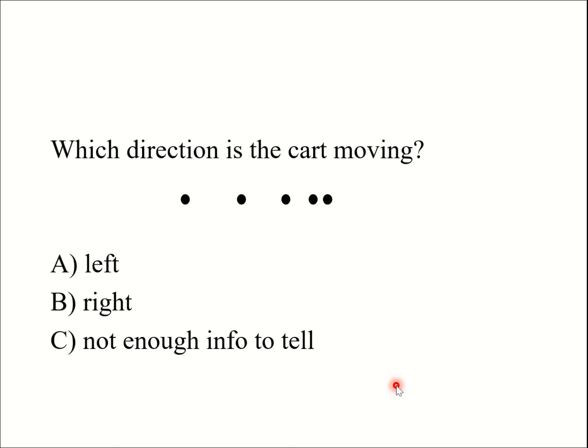So let's look at an example of a motion diagram and see what we're looking at. We have some cart moving through space. I make a motion diagram using the particle model that looks like this. And my question for you is, which direction is the cart moving?